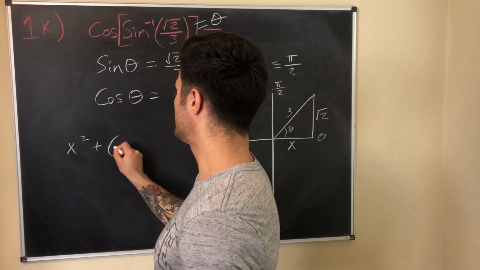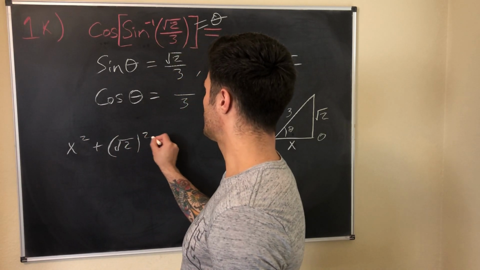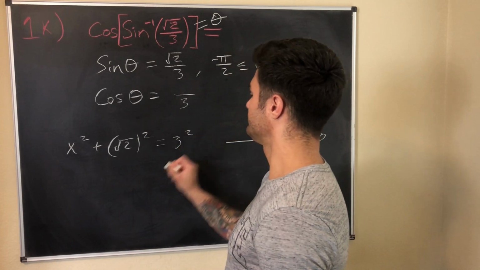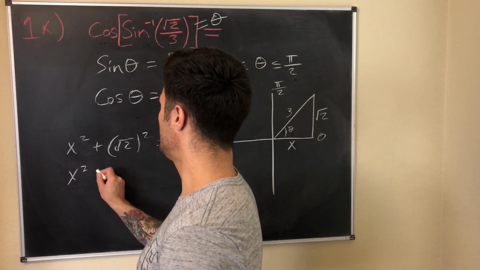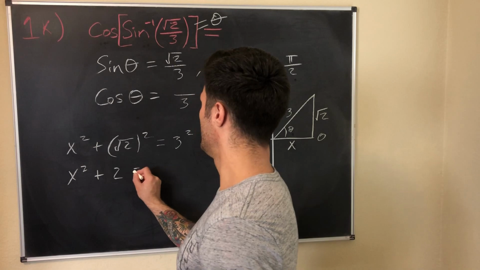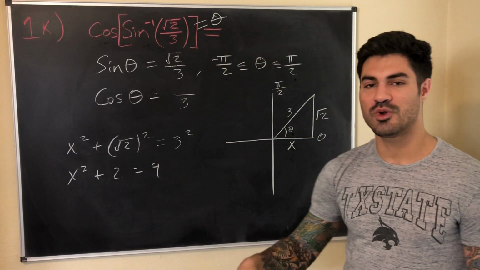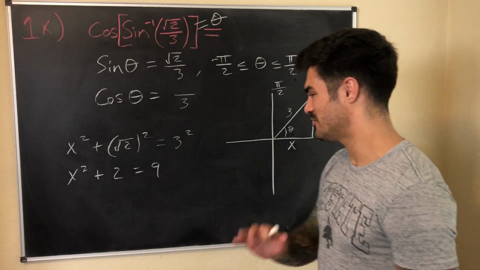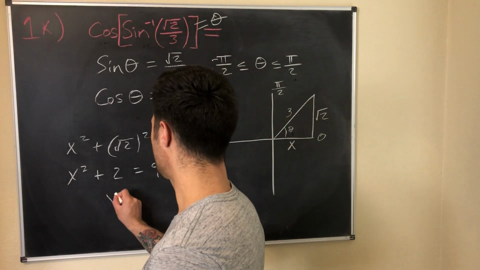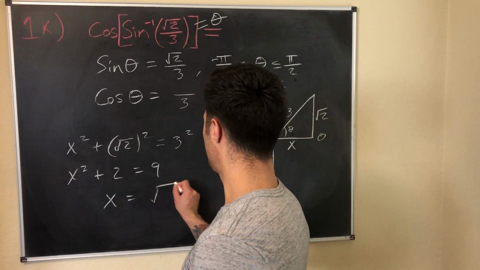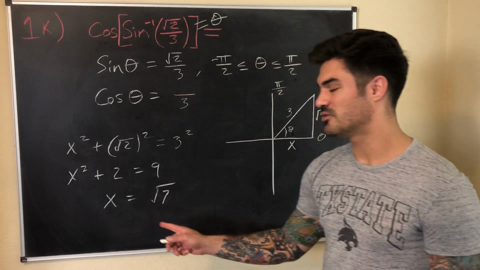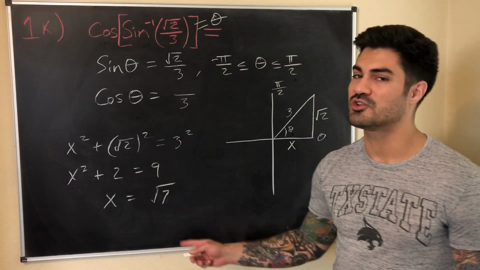x squared plus the square root of 2 squared equals 3 squared. The square root of 2 squared is just 2. 3 squared is 9. Now I'm going to subtract 2 from both sides and then square root both sides. I'm going to do 2 steps at once, but I know y'all can handle it. Okay, and that gives me x equals square root of 7, but is it plus or minus, right? Because remember, when I square root, I have to put a plus or minus there.